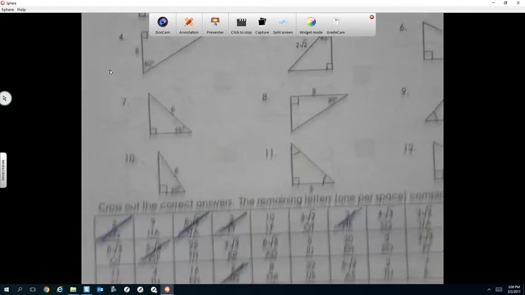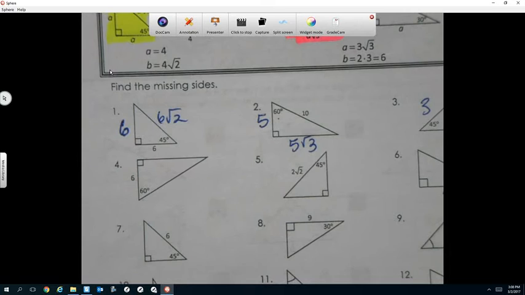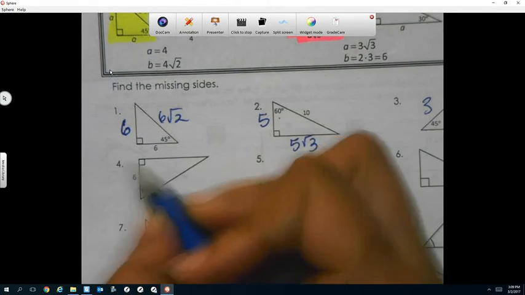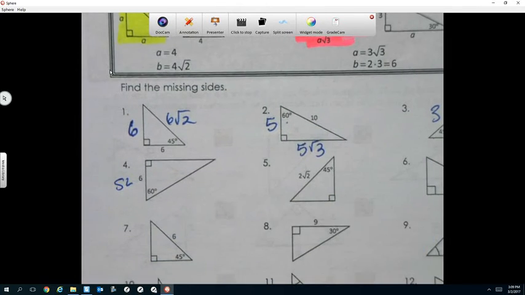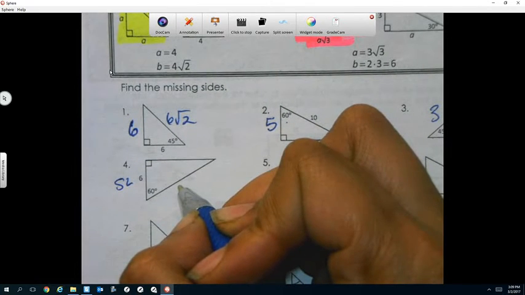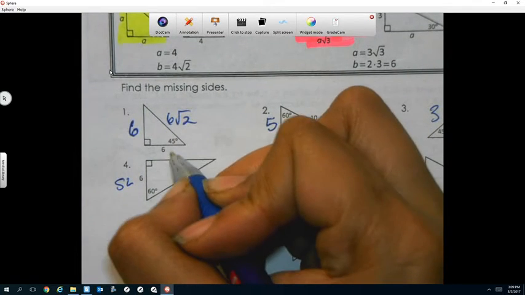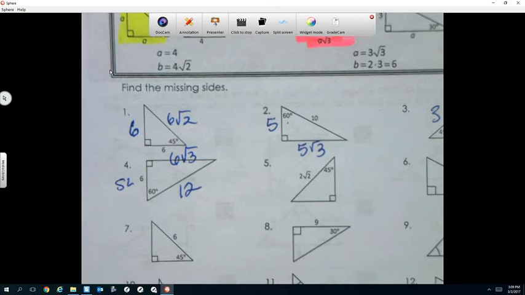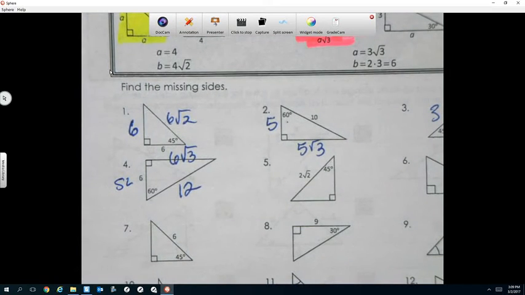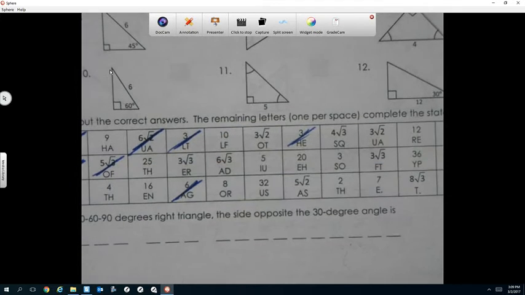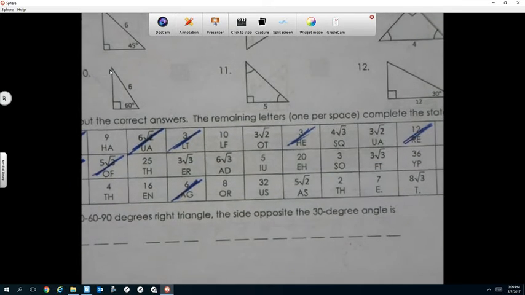All right, number 4. What does the 6 represent? Yeah, that's the short leg. So the hypotenuse would have to be 12, and the long leg would be 6 square root of 3. Okay, so we're crossing out 6 square root of 3, and we're crossing out 12. Here's 6 square root of 3 at OT, and 12 at RE.